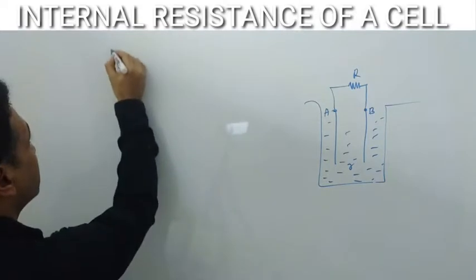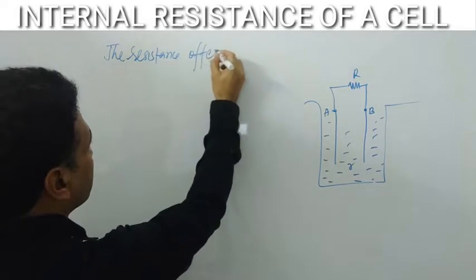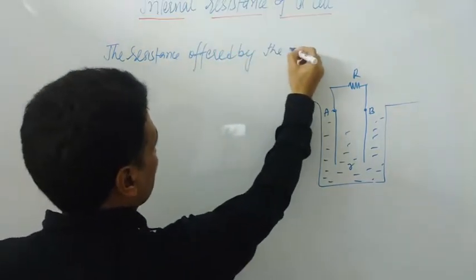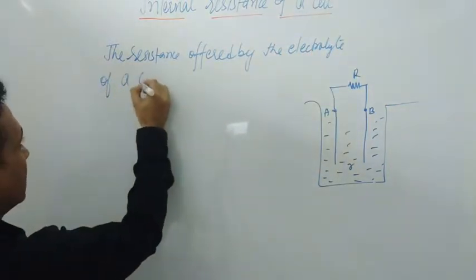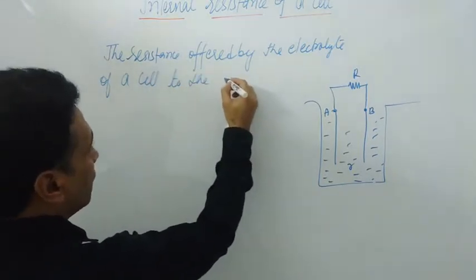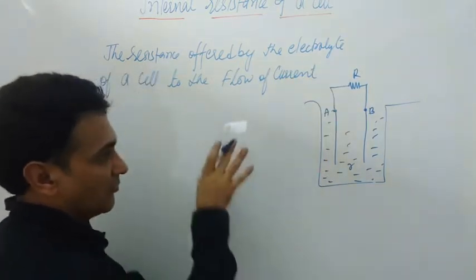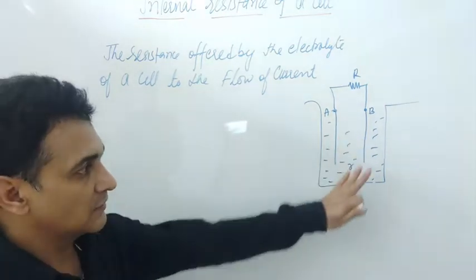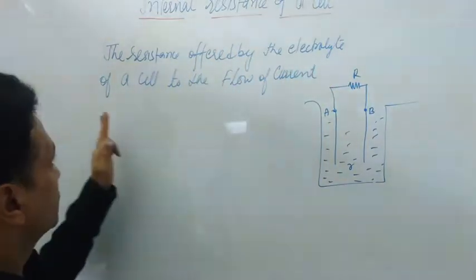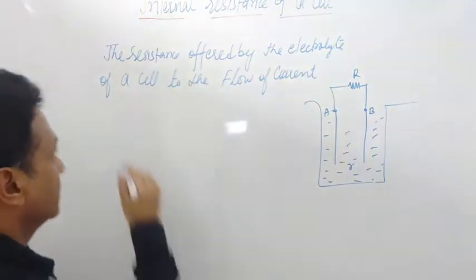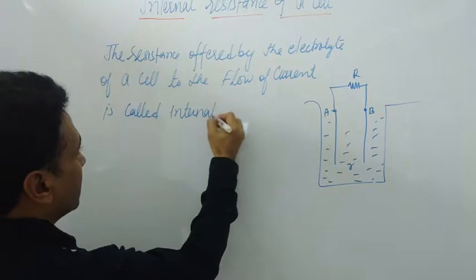The resistance offered by the electrolyte of a cell to the flow of current, means जो करंट फ्लो कर रहा था उसको रोका इस इलेक्ट्रोलाइटिक सॉल्यूशन ने. That's why I have written here the resistance offered by the electrolyte of a cell to the flow of current is called internal resistance of a cell.